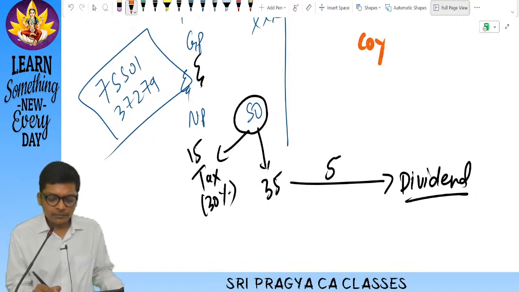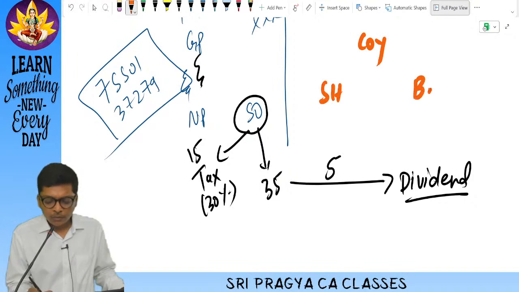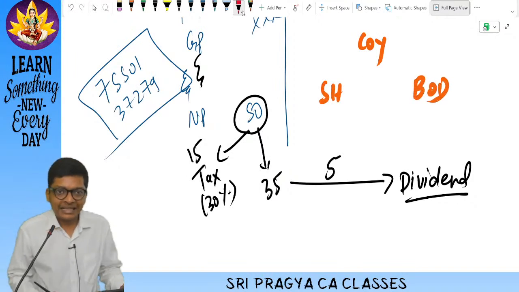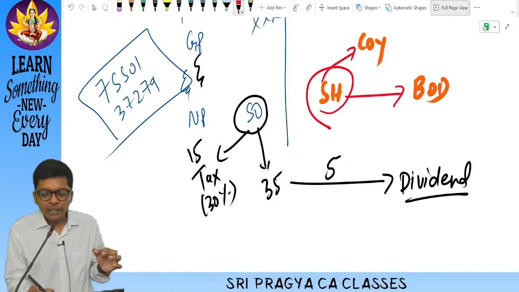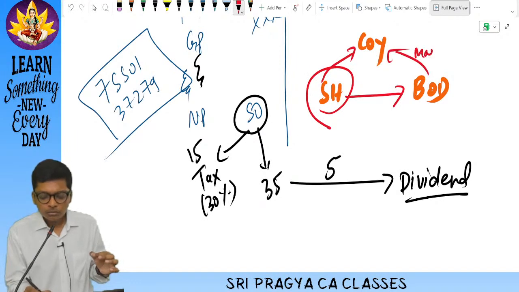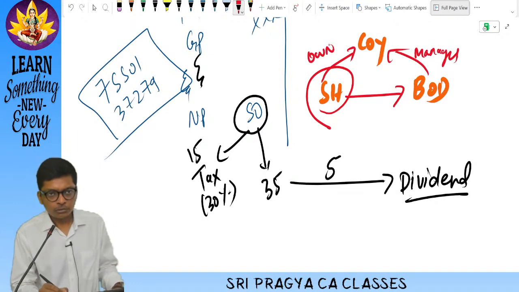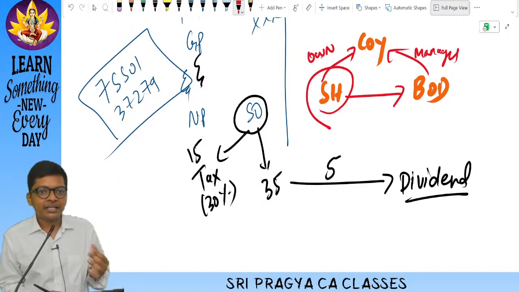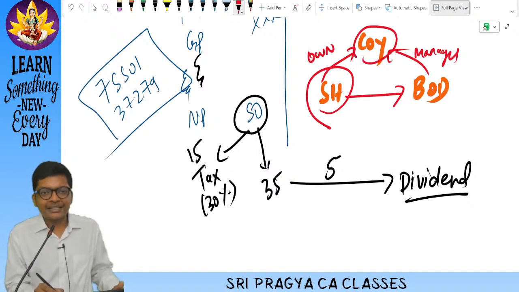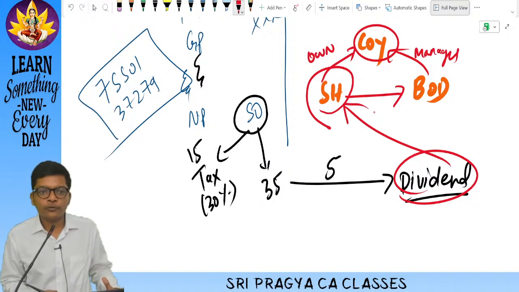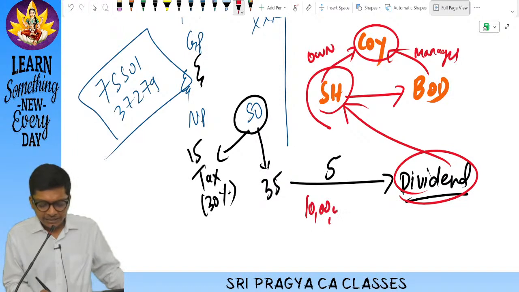So there is a company, shareholders, board of directors. Shareholders own the company. They appoint the board of directors to manage the company. Correct? So whenever shareholders feel they want to take the profit, the company will declare the dividend and shareholders will take it. Are you following, guys? How is dividend declared? Let's say share capital is 10 lakh shares of 10 each. If dividend is 7%, how much is the dividend?